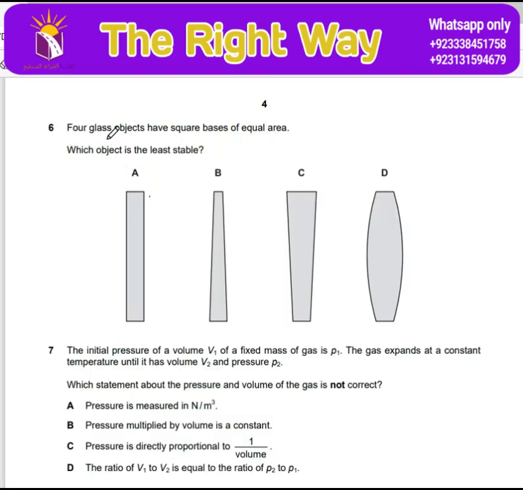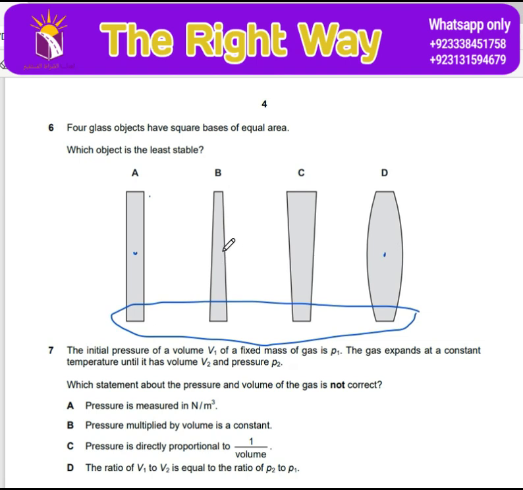Question number 6. Four glass objects have bases of equal area. Which object is the least stable? So for least stable, we have to check the base area or the center of mass. Their base areas are the same, so we are going to discuss the center of mass. For the shape A, the center of mass will be at the center because the mass up and below is the same. Same for D, the center of mass will be at the center.